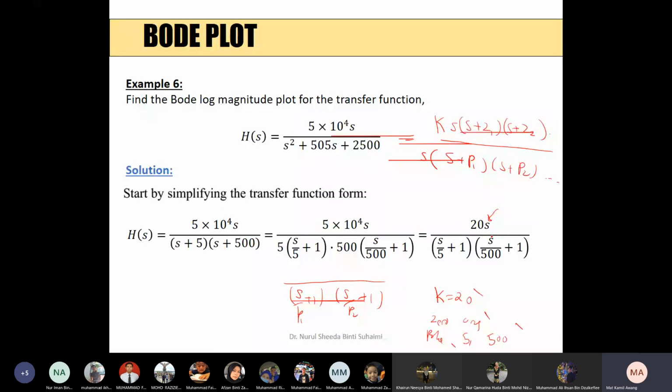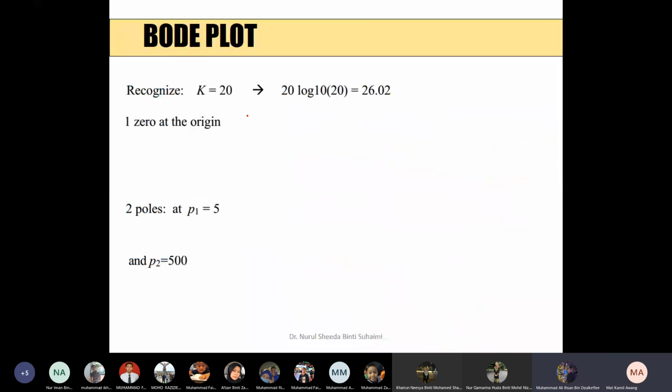You can count how many s's you have: 1, 2, 3. So basically you have 3 sloping lines, and this one is the K, the constant. So you have 3 sloping lines and a constant. Just like that. So that is the beauty of Bode plots. From the equation you can approximate the plot of the response of your transfer function.